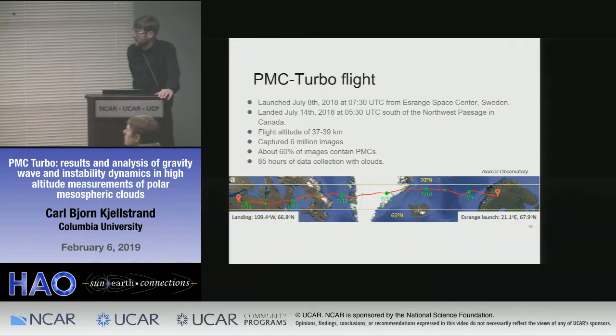We ended up capturing about 6 million images. This filled about half of our storage capacity, so we ended up getting, I think, about 120 terabytes. About 60% of the images actually have PMCs, which is about 85 hours of data. Our cadence varies, but we usually took a burst of 4 images every 2 seconds. So we have a lot of images.